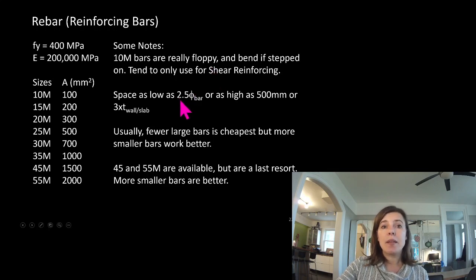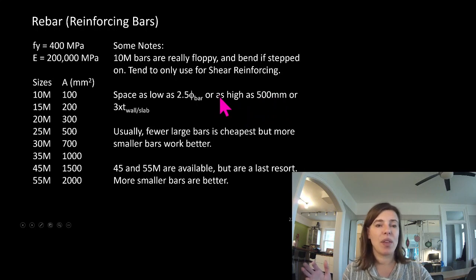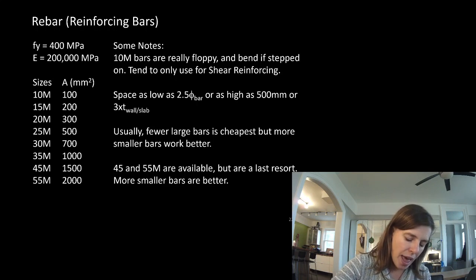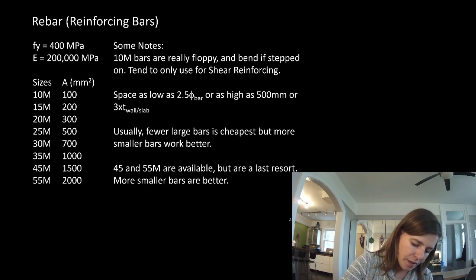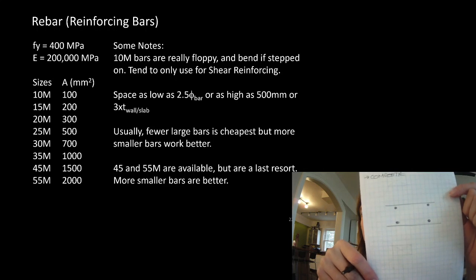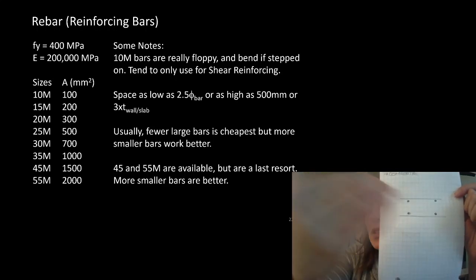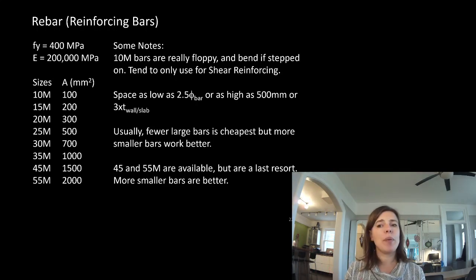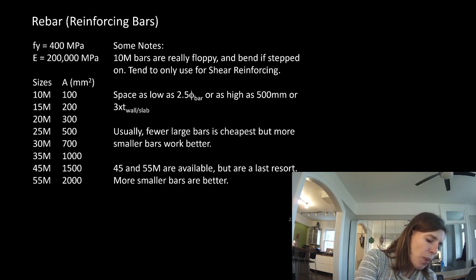So we often space them as low as 2.5 times the diameter of the bar, and we might go up as high as 500 millimeters, or 3 times the thickness of the wall or slab. And the reason for that is, if we have a wall here, and I'm going to draw some bars like this. This is the cross section of a wall. You can see I've got rebars in plan, so this is looking down at a wall. But the bars can only be so long, or maybe we're doweling out of our footing, and there's a certain spot where they need to lap.